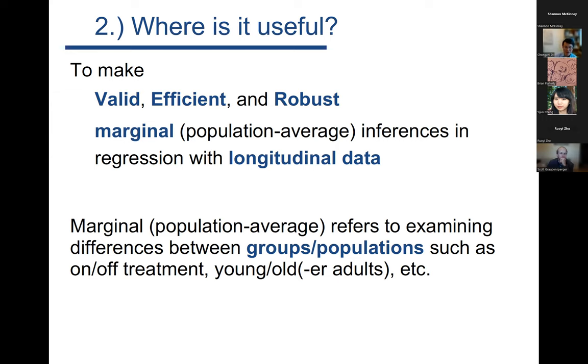Again, I'll probably go into more details later, but the marginal inference is about trying to understand differences between subgroups of the population. For example, in a study, you have some people on treatment, some on placebo or control group, and you want to understand the difference between treatment versus control, or you want to compare between younger versus older age groups. But now you're not really comparing within each person.